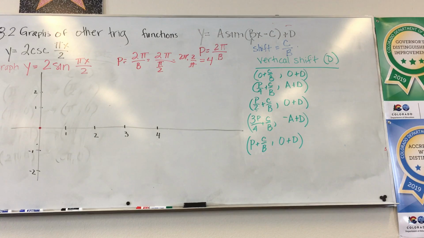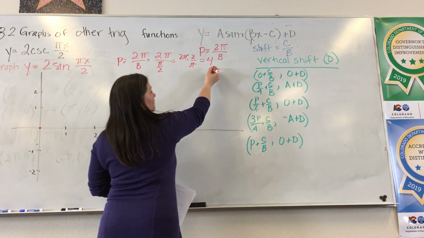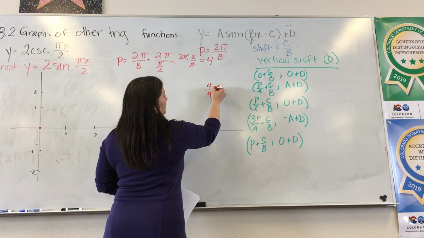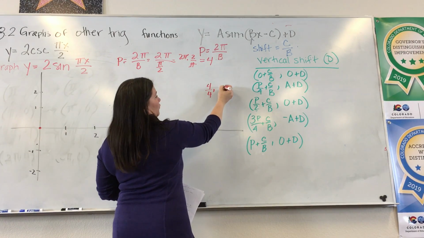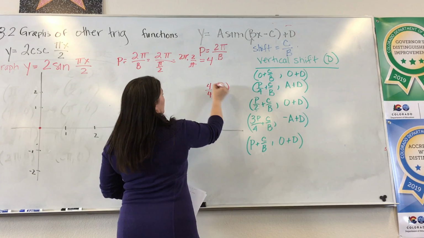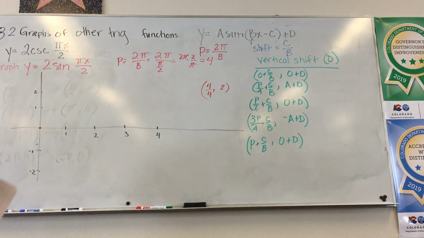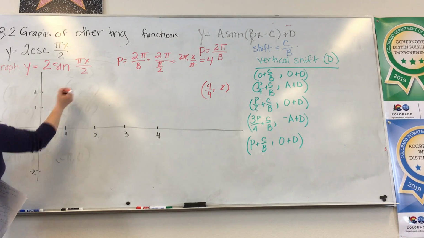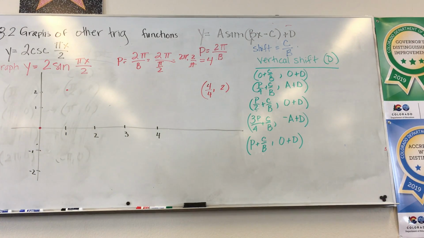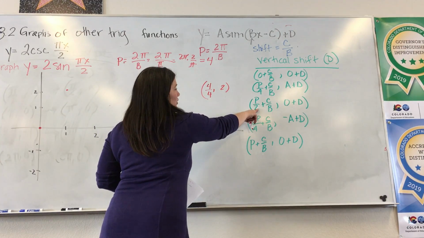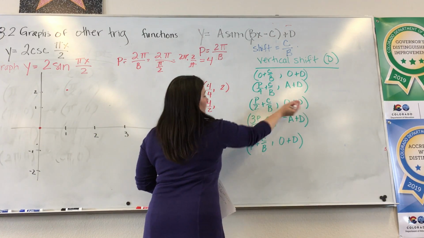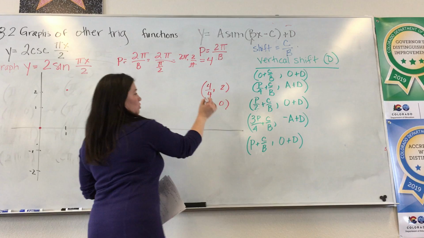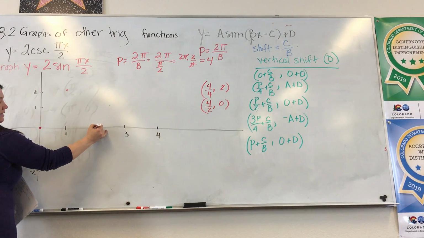The period divided by 4, so my period, 4 divided by 4 is 1. I don't have a phase shift, I don't have a d value, so 1, 2 is my maximum. The period divided by 2, so 4 divided by 2, there's no vertical, so 2, 0 is an x-intercept.